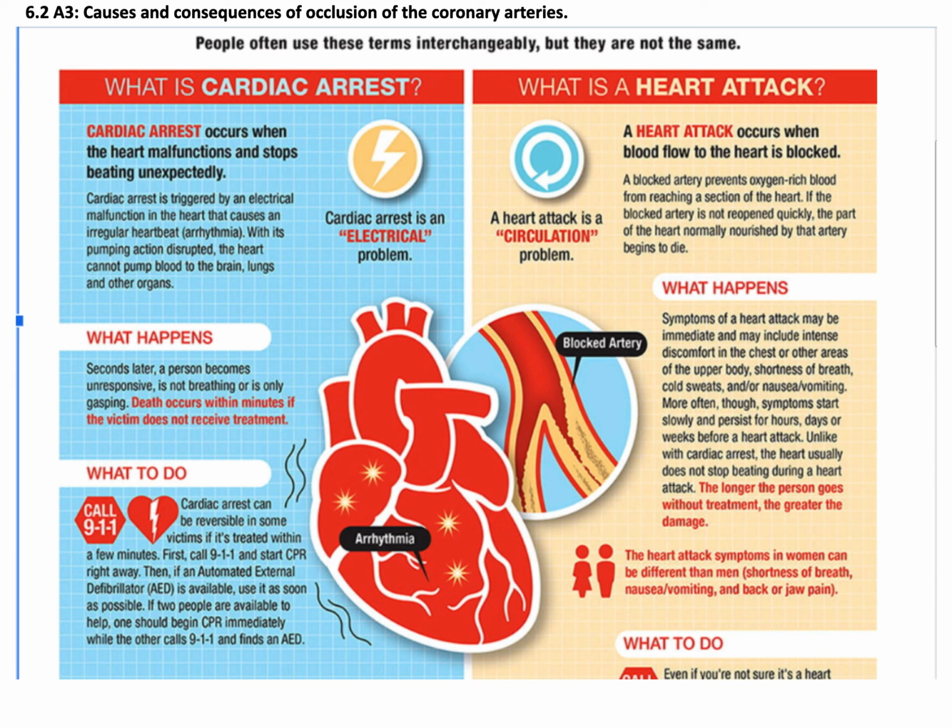So one real-life connection we can talk about with this circulatory system already would be if you've ever heard of cardiac arrest or heart attack. A lot of times people get heart attack confused with cardiac arrest, but they are different. I think this sums it up the best. Cardiac arrest is an electrical problem, where a heart attack is a circulation problem.